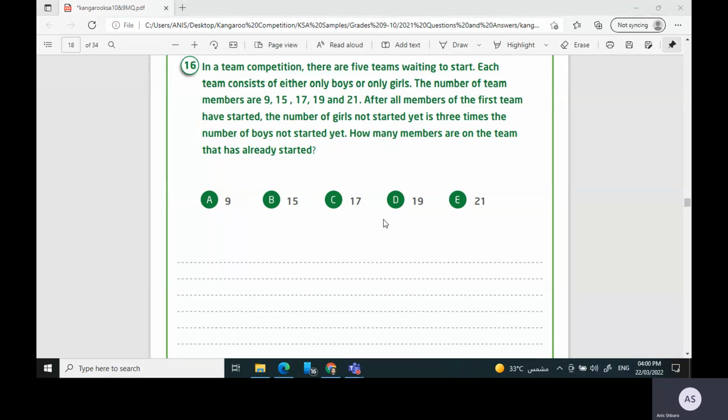Hello, so today we will continue on exercise 16. We are going to start by reading the question. Editing competition, there are five teams start. Each team consists of either only boys or only girls. The number of team members are 9, 15, 17, 19, and 21. After all members of the first team have started, the number of girls not started yet is 3 times the number of boys not started yet. How many members are on the team that has already started?